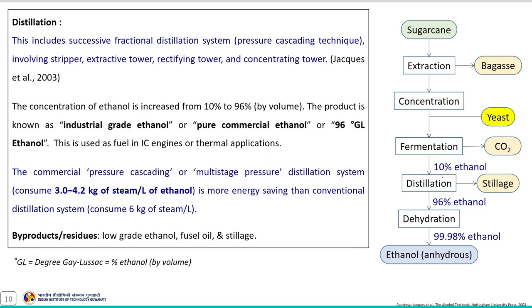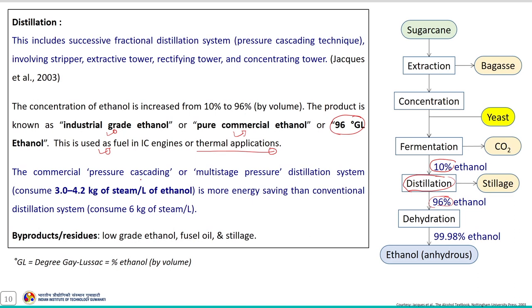Followed by that is the distillation operation, in which the successive fractional distillation system is involved to concentrate the ethanol from 10% to 96%, and the product is known as industrial grade ethanol, or pure commercial ethanol, or 96 degree GL ethanol. This is used as fuel in IC engines or thermal applications.